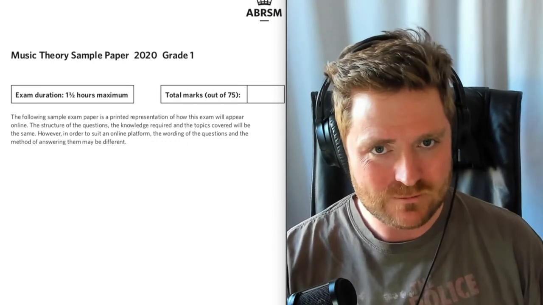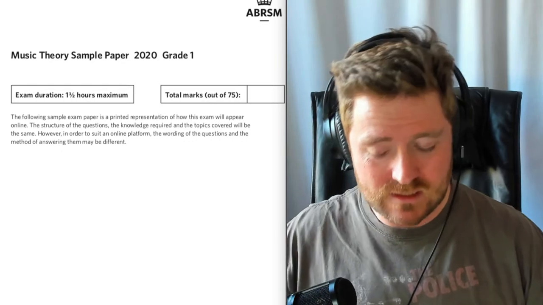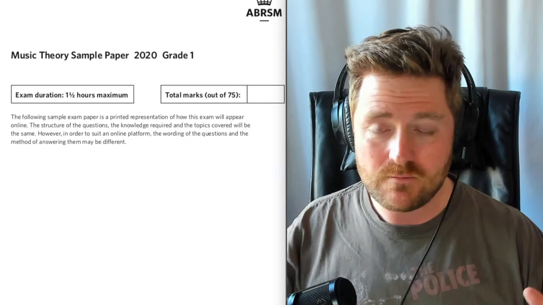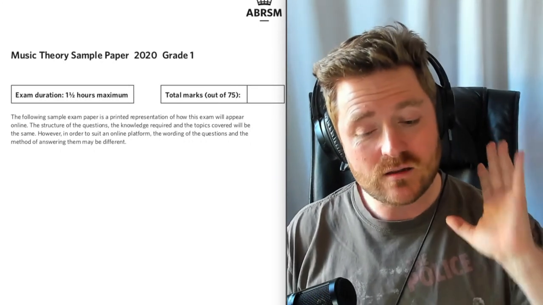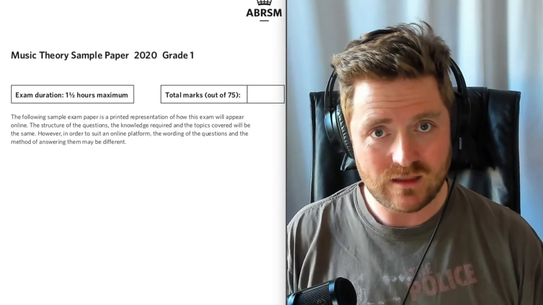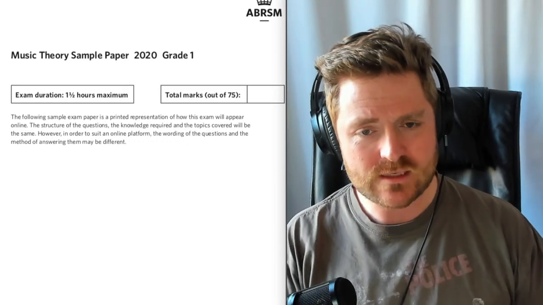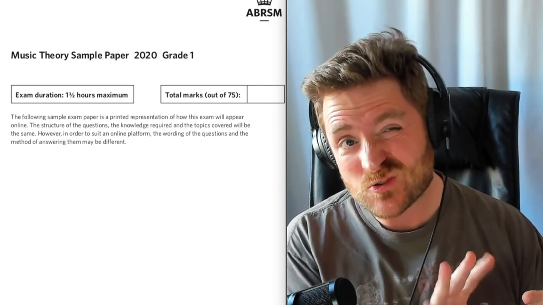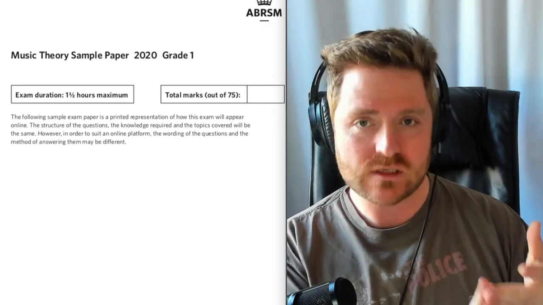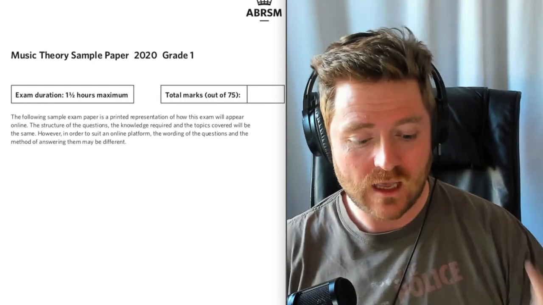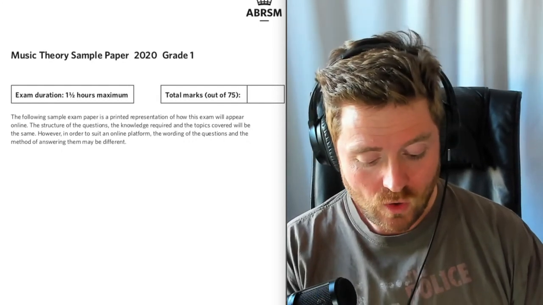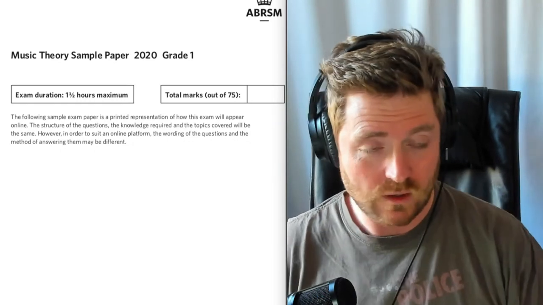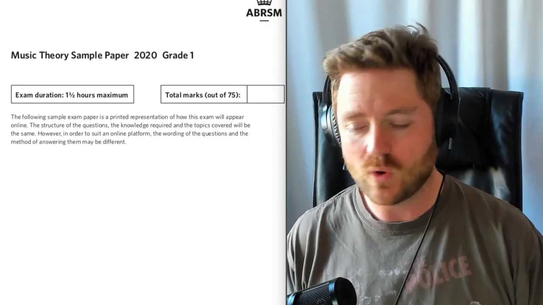Let's have a look at this paper. So if you have a look in the description for today, everybody, you'll find the PDF. This has been published for free online by the Associated Board. And these are the Royal Schools of Music here in the UK. So this is the collection of the Royal Academy of Music, the Royal College of Music, the Guildhall School of Music and Drama, Trinity School, all of these different musical organisations all collaborate on this organisation, and they run music exams all around the world.